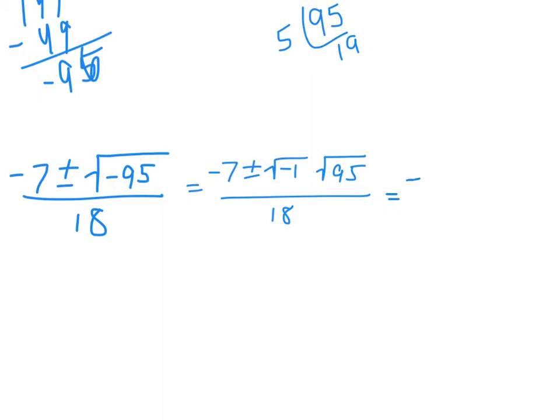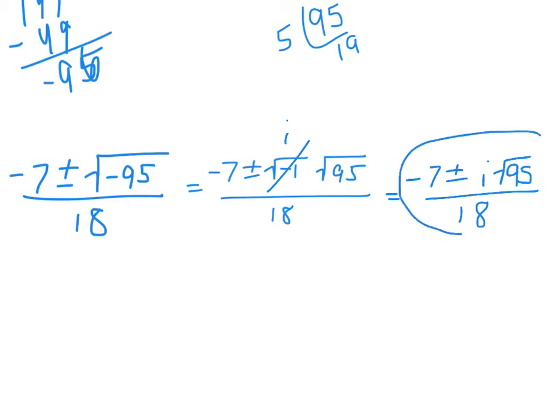So I'm going to rewrite this as negative 7 plus or minus. What is the square root of negative 1? I. Put that i out in front. 95 stays underneath. Imaginary. It is imaginary. Good. Very good. Wait, do we still need to know if it's two answers? Yes, we're going to talk about that in just a second.